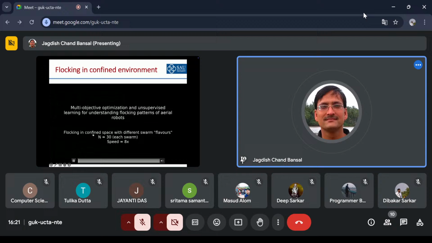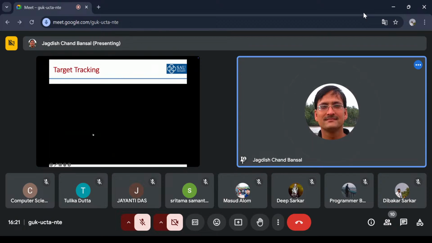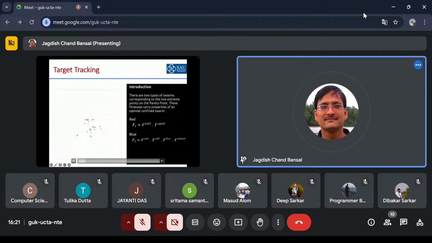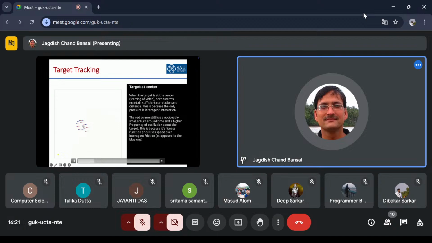Okay, this is another target tracking simulation where the drone swarm is tracking a particular target, and this is a dynamic target. The same 2 solutions are there. This time the blue can cross the boundary and red will stay within the boundary. Now the target changed, and they all changed their direction of movement.